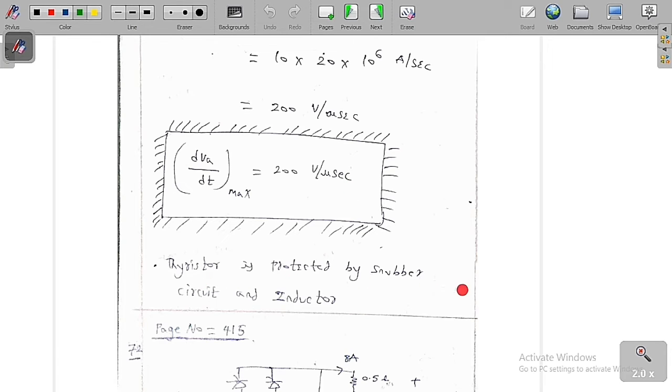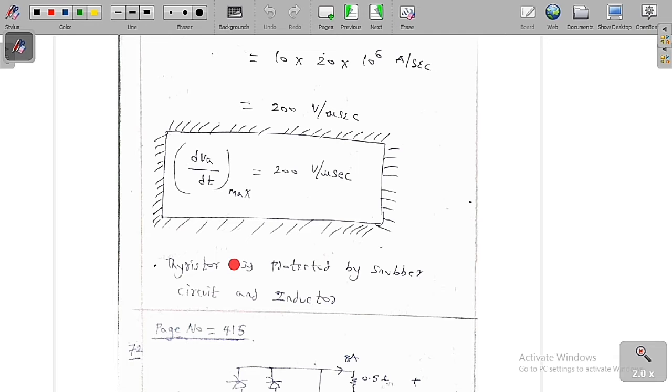See, the thyristor is protected by a snubber circuit and an inductor, as I have already told you. We use the snubber circuit to protect the thyristor against the sudden rate of rise of voltage, and the inductor to protect the thyristor from the sudden rate of rise of current. So with the snubber circuit, we protect against the sudden change of voltage across the thyristor, and we use the inductor to protect the thyristor from the sudden change of current. This is the importance of the snubber circuit and the inductor. By using these two things, we protect the thyristor.